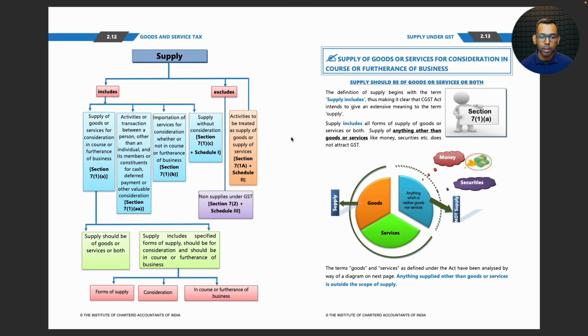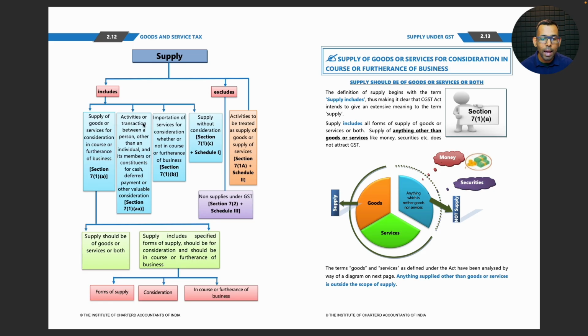Supply includes supply of goods or services for consideration in the course or furtherance of business. It means supply should be of goods or services or both. Supply includes specified forms of supply, should be for consideration and should be in the course or furtherance of business. Forms of supply, consideration, in course or furtherance of business.